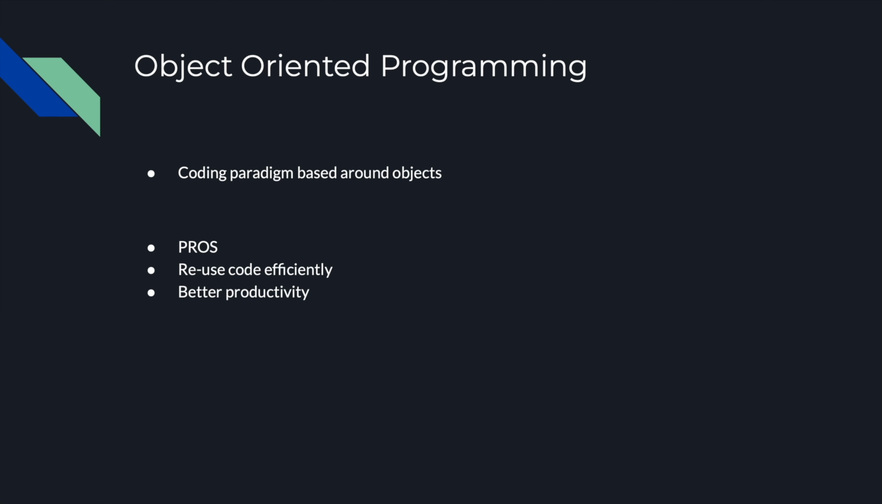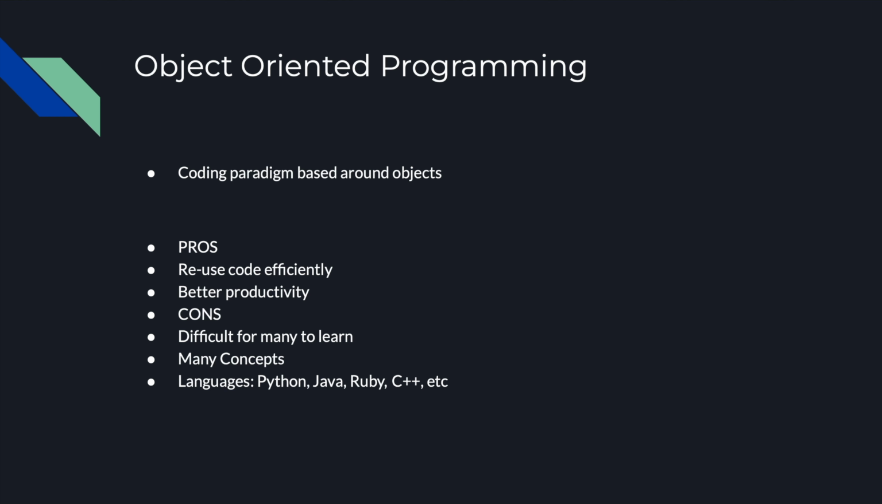Now the cons. It's difficult for many to learn object-oriented programming. This is due to the concepts that you would have to learn, such as polymorphism, encapsulation, and many others. Despite this, object-oriented programming is loved by many. Some of the well-known languages to use object-oriented programming are Python, Java, Ruby, C++, and many others.